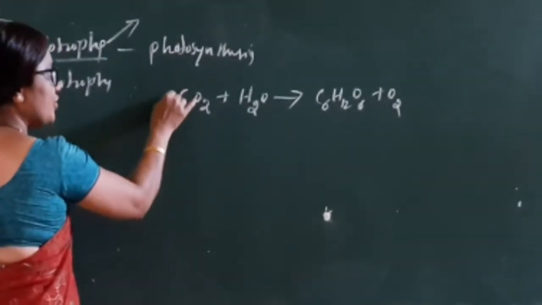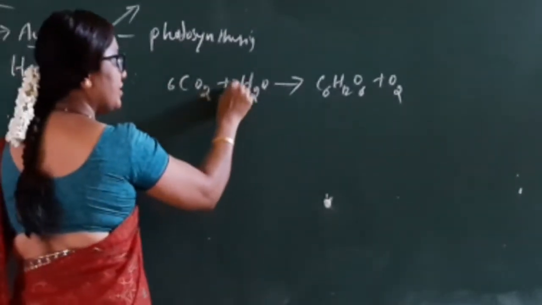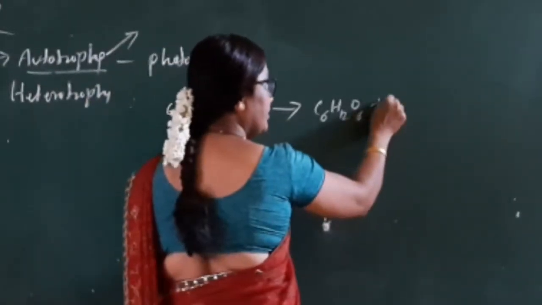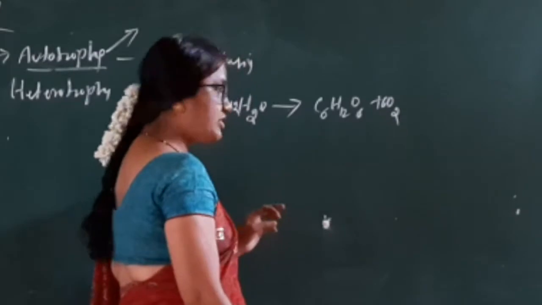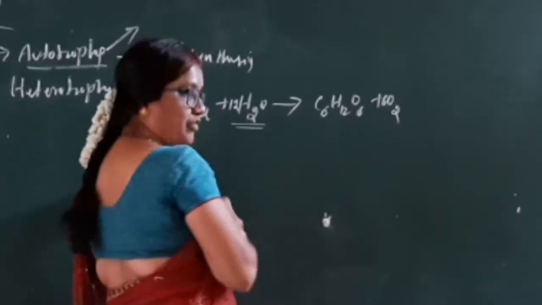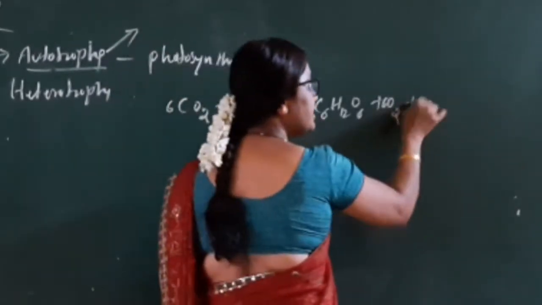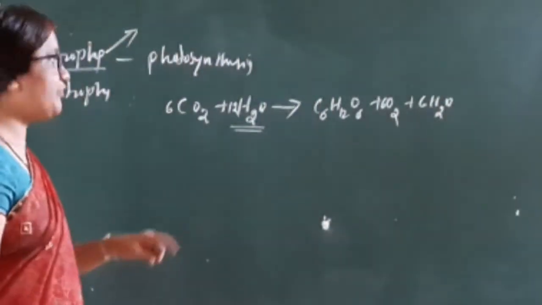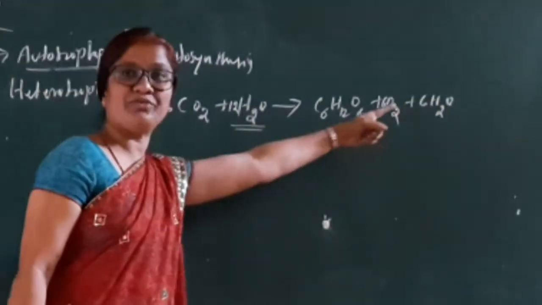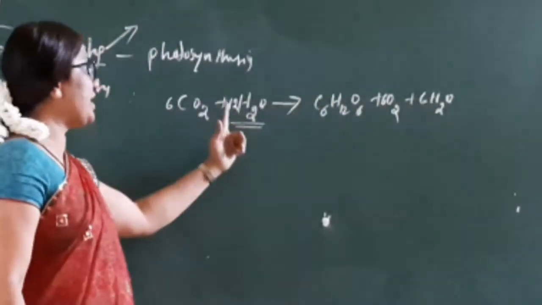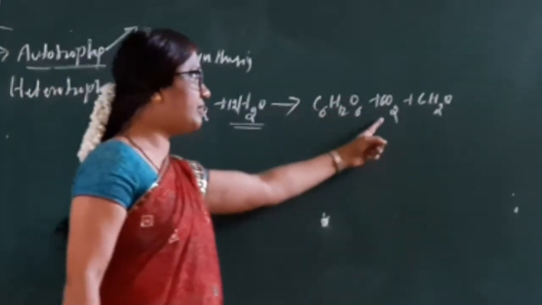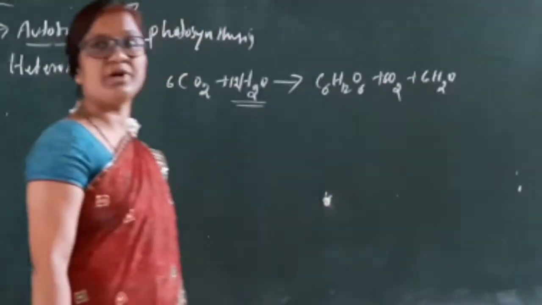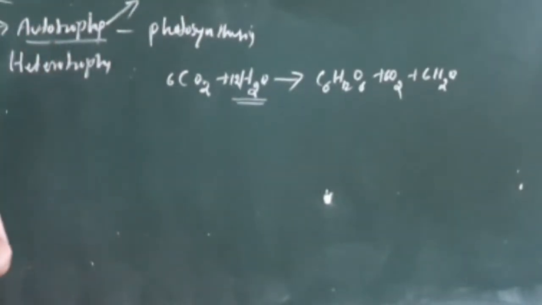A simple technique: write 6 here, write 12 here, and 6 molecules of oxygen. When you write 12 molecules of water, obviously 6 molecules of water will be released. If you write 6 here, you need to write water there. If you write 12 here, you want to write 6 molecules of oxygen and 6 molecules of water.